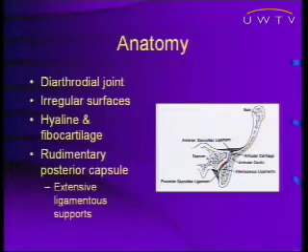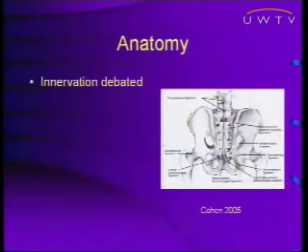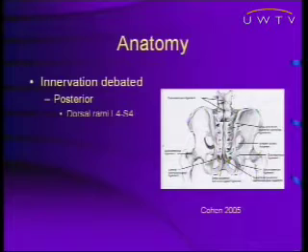If you look at the SI joint, it's a diarthrodial joint. There are irregular joint surfaces on both sides, with hyaline and fibrocartilage components. The joint itself has a fairly rudimentary posterior capsule, but a broad system of ligamentous supports behind the SI joint to provide stability. The innervation of the SI joint becomes quite relevant when we start talking about different treatments. The innervation is really debated, and this gets difficult when we talk about some of the treatments people are trying to apply to the SI joint.